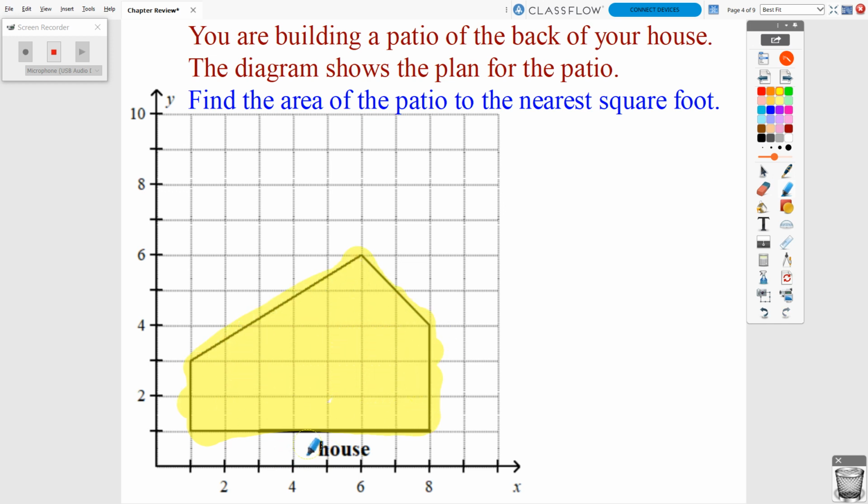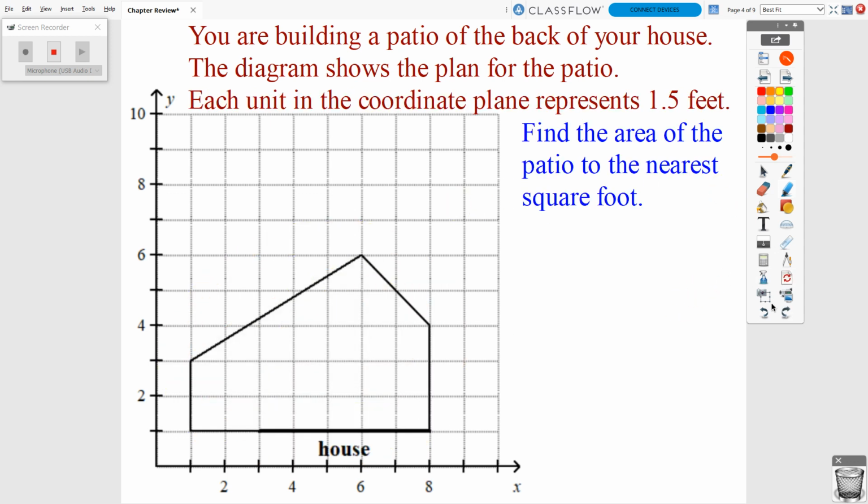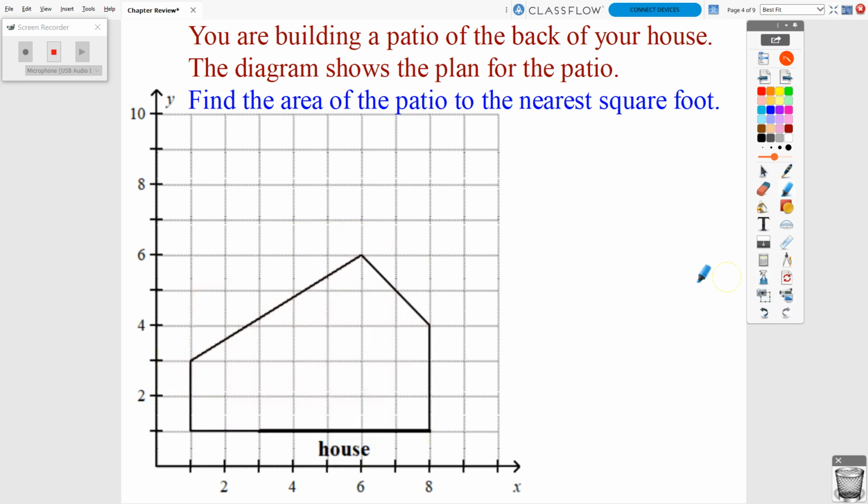And what they mean by house down here, there's a little bit thicker of a line. They're saying the house is right here, and then you're going to walk outside of the house, and this is your patio walking out back. Okay, so we need to find the area of this thing. And this isn't a typical shape that we would normally find, right?